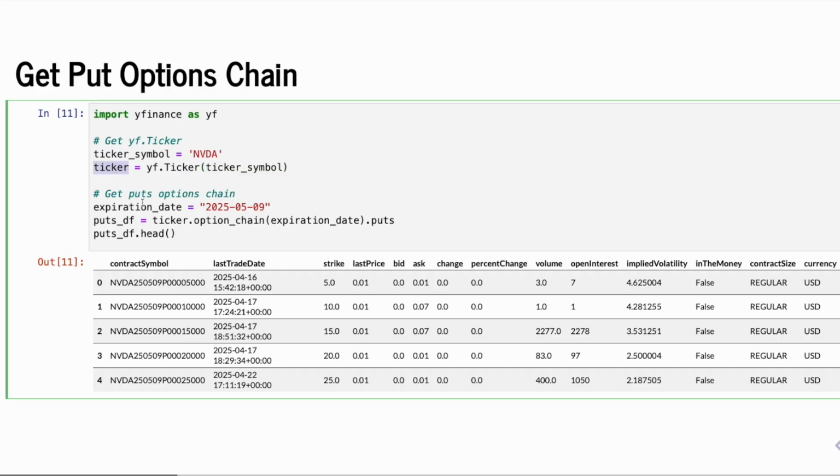Then with the ticker I can get the put option chain. And you can see that by calling the option_chain function. And I'm specifying an expiration date of May 9th, and then also specifying that I want the put options. So the put option chain is returned in this puts_df or puts data frame, and this is just a Pandas data frame. So you can see that this data frame has information about the put option chain. You can see various different strike prices, bid and ask prices, volume, and so on.